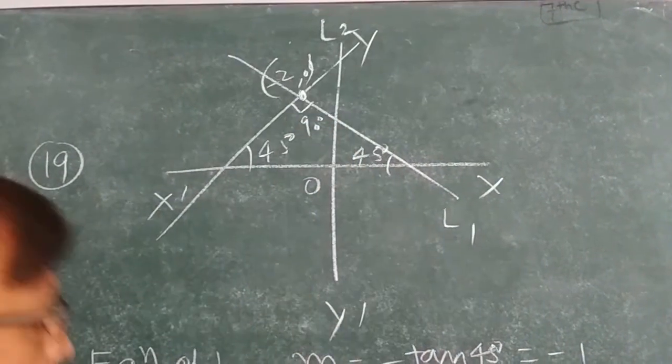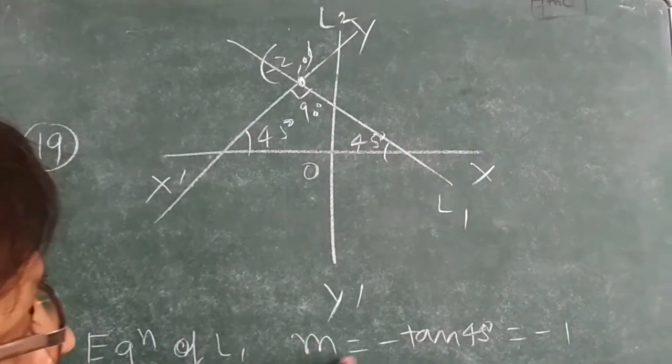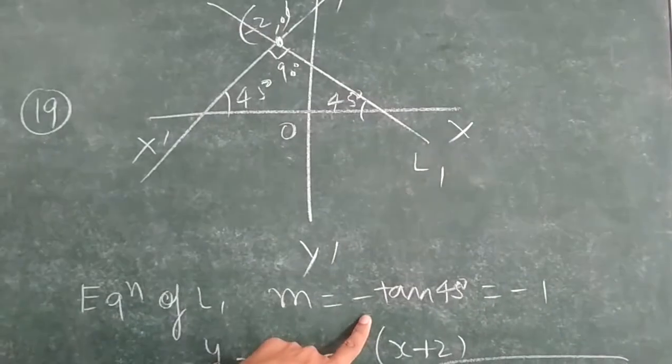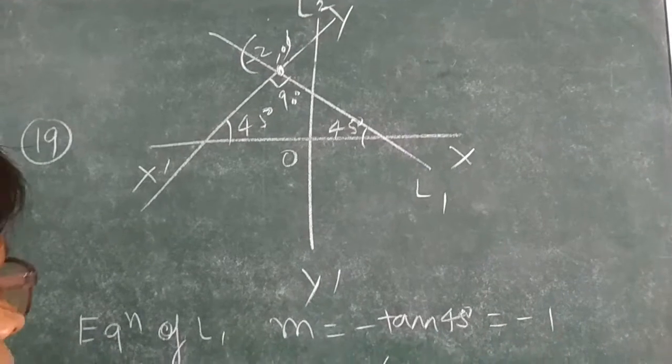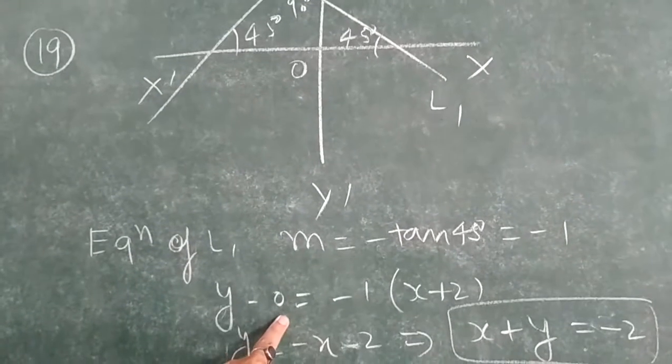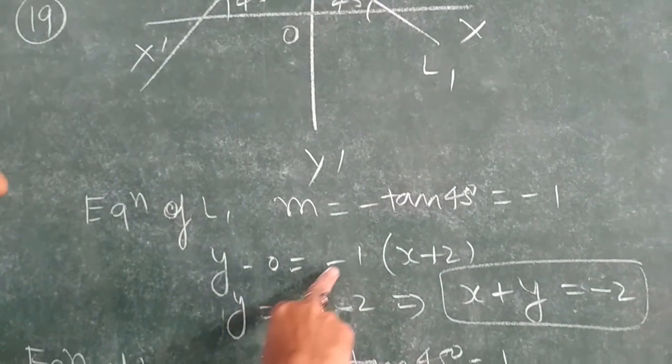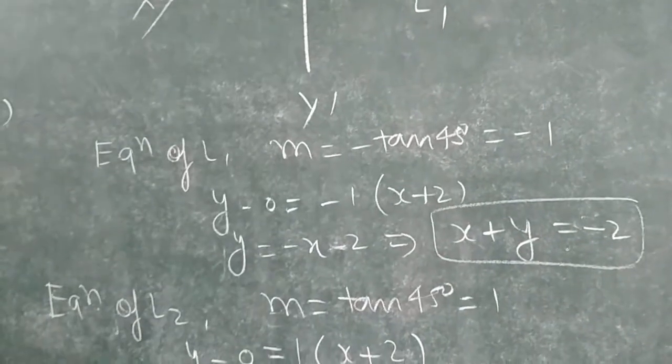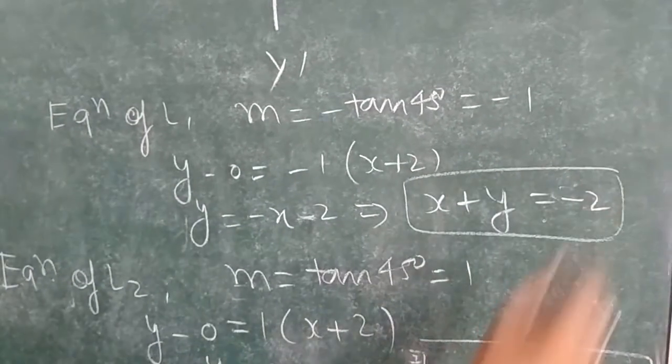For the equation of L1, m equals, first we need to find its slope, tan 135 equals -1. y minus 0 equals -1 (x plus 2). On solving we get x plus y equals -2.